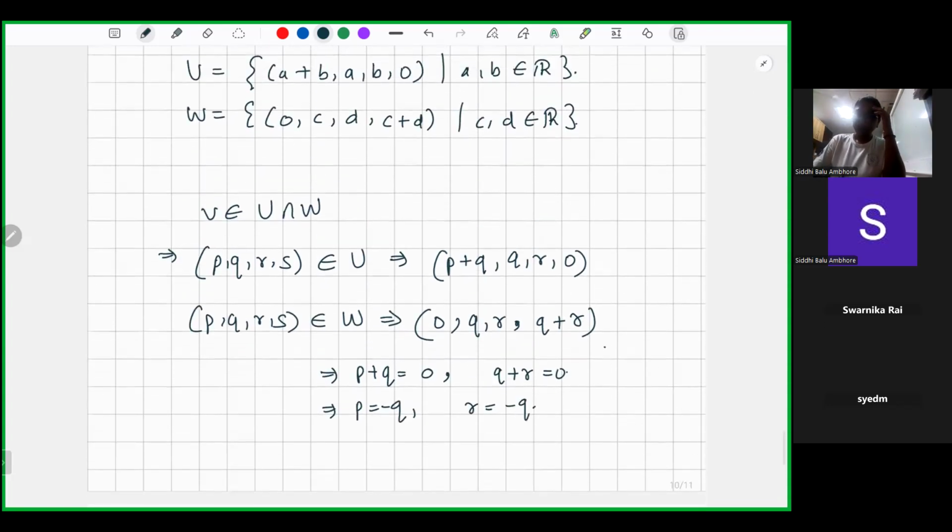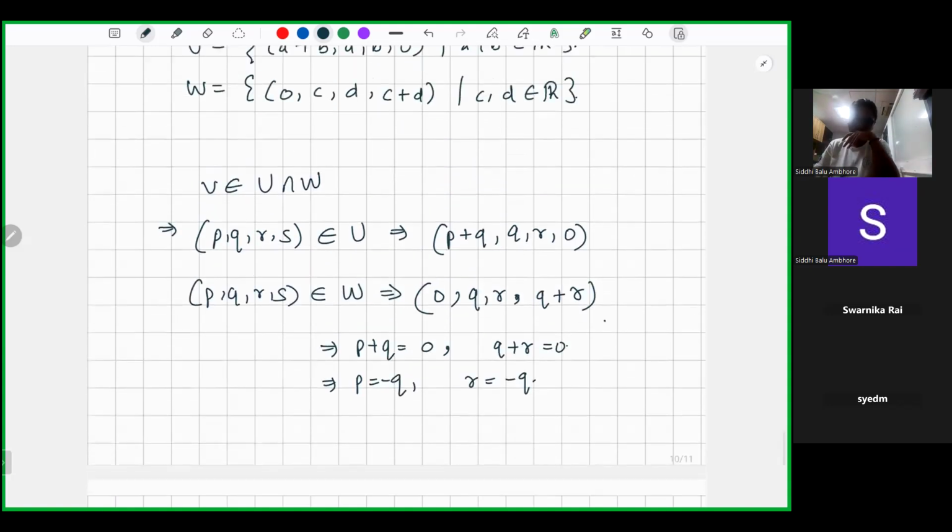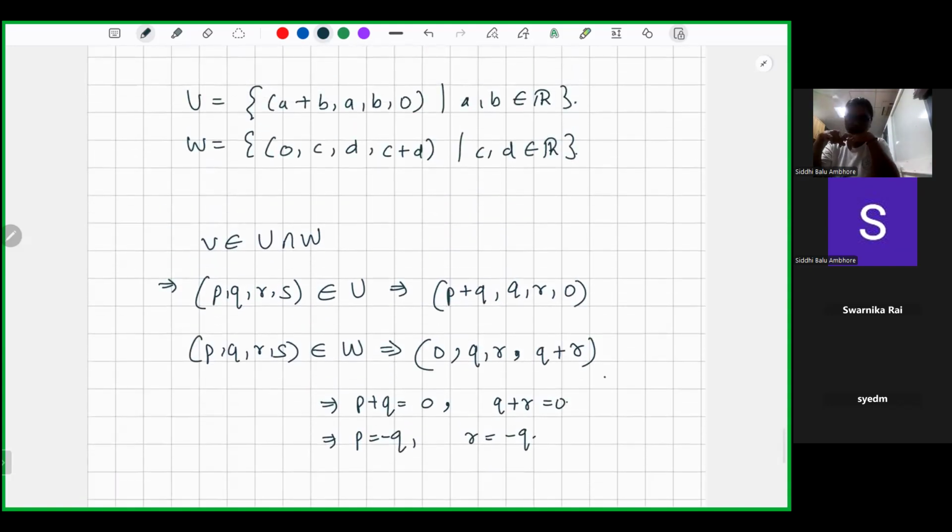And both the first entries are 0, right? Or is there any error? No, there is some error. The way we have given the names is not correct, actually.